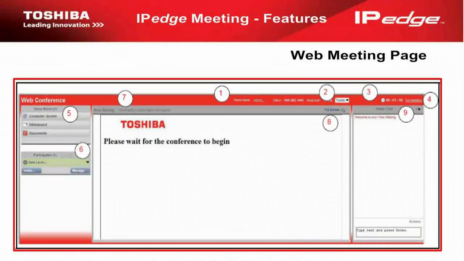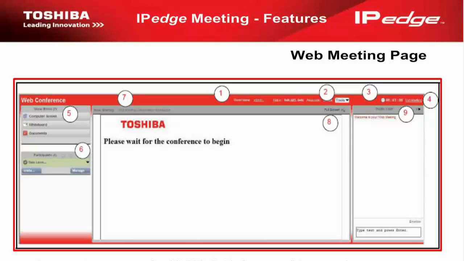The web meeting page is where the user will have the web conference. It includes all of the moderator and participant controls for the web conference. Let's take a high-level look at an overview of this page. Number 1. The top of the page displays the URL of the web meeting page as the conference room name, as well as the associated audio conference dial-in number and participant PIN.